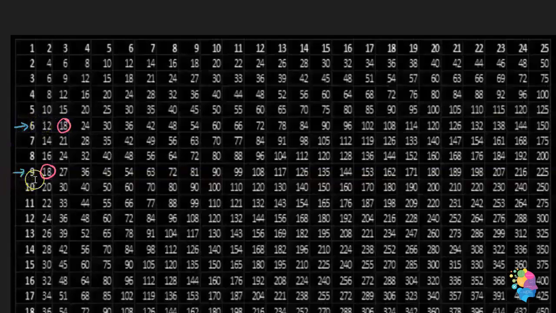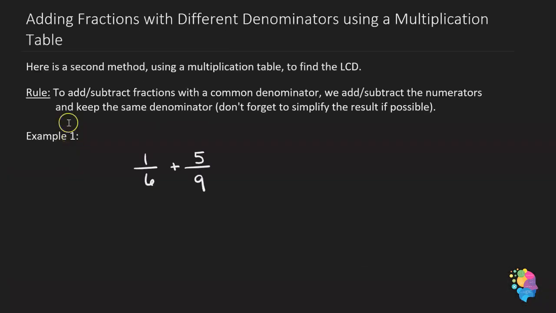Now notice that there are other numbers on the 9 that are also on the 6. For example, 36 is also on the 6. But the reason we're going to select the first one we see is because we want the least common denominator. That's the lowest of all the numbers that they could have in common. That means that we're going to change our fractions into a denominator of 18. Right here, 1/6, I want to change it into having a denominator of 18. And then 5/9, I want to change it into having a denominator of 18.